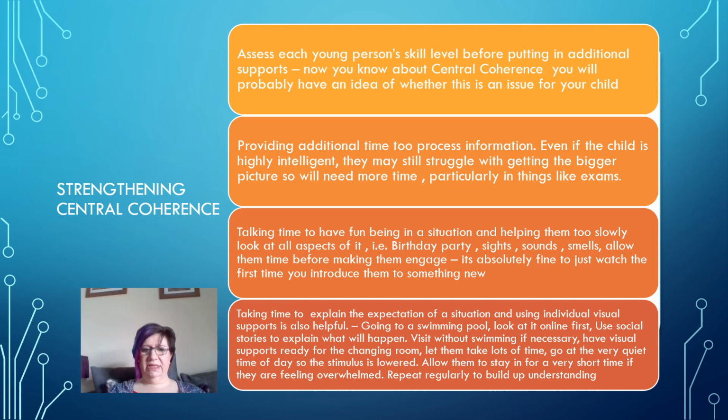So how can we strengthen kids' central coherence? Obviously every child's different. One child might have major issues with this, another child might not. So it's thinking about what sorts of circumstances you've seen that your child struggles with and what we might need to do about it. So we might need to provide additional time to process the information, because even the most highly intelligent child with a neurodevelopmental processing problem might need extra information about that circumstance in order to be able to manage.